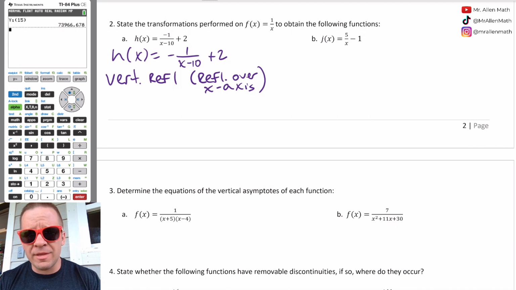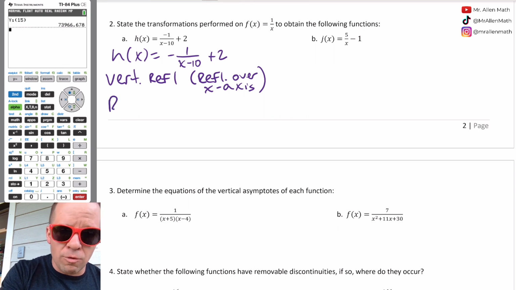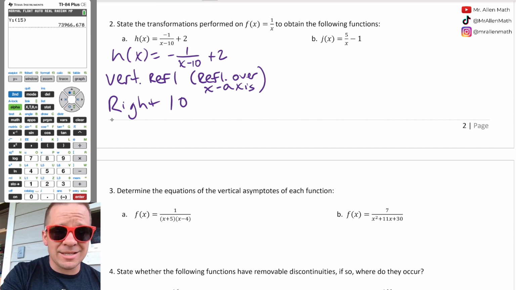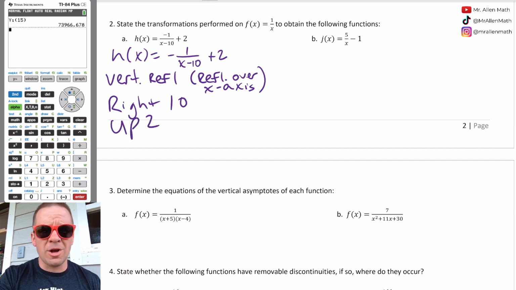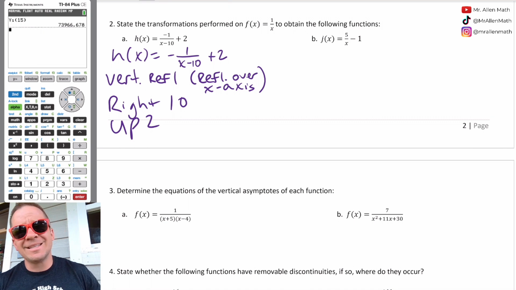All right, and then we have that x minus 10. If it's -10 in the denominator within the function, that's going to be a horizontal transformation, going to the right 10. And then that +2 on the outside is going to be up 2. Boom, there we go. No big deal.